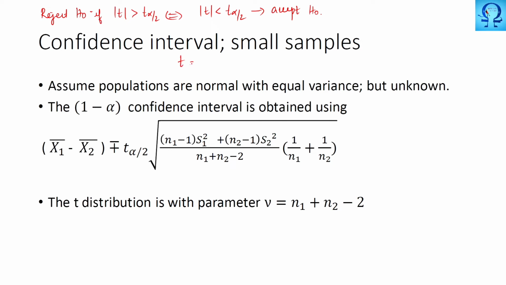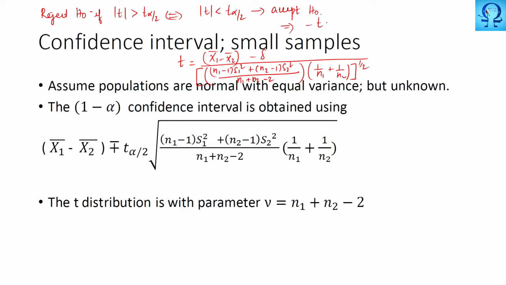And what was our t? Our t was x1 bar minus x2 bar minus delta divided by n1 minus 1 s1 square plus n2 minus 1 s2 square divided by n1 plus n2 minus 2. This thing is to be multiplied with 1 upon n1 plus 1 upon n2. The whole entire denominator should be in a square root, right? So this was our t. So absolute of t is smaller than this one.